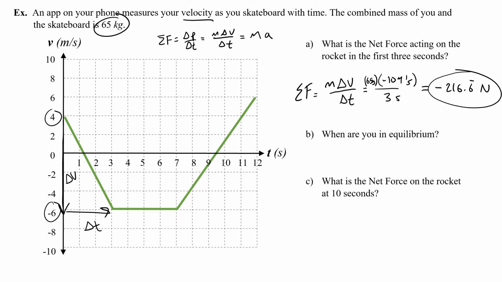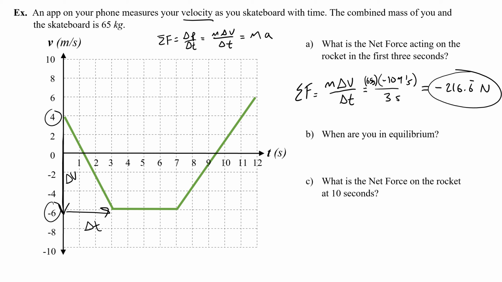So again, all I had to do was take a look at the slope of the section of line, except I had to recognize that because this is a velocity versus time graph, I needed to multiply my answer by the mass in order to get a force for this problem.